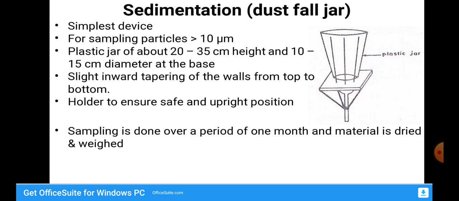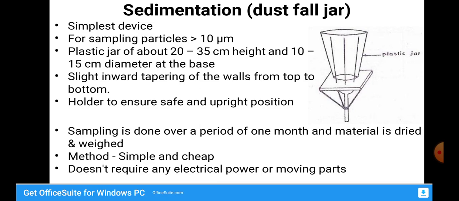Generally, with this technique, sampling is done over a period of 1 month. And after sampling, the material is dried and weighed. Advantages of this method: it is a simple technique, it is cheap, and it does not require any electrical power or moving parts.